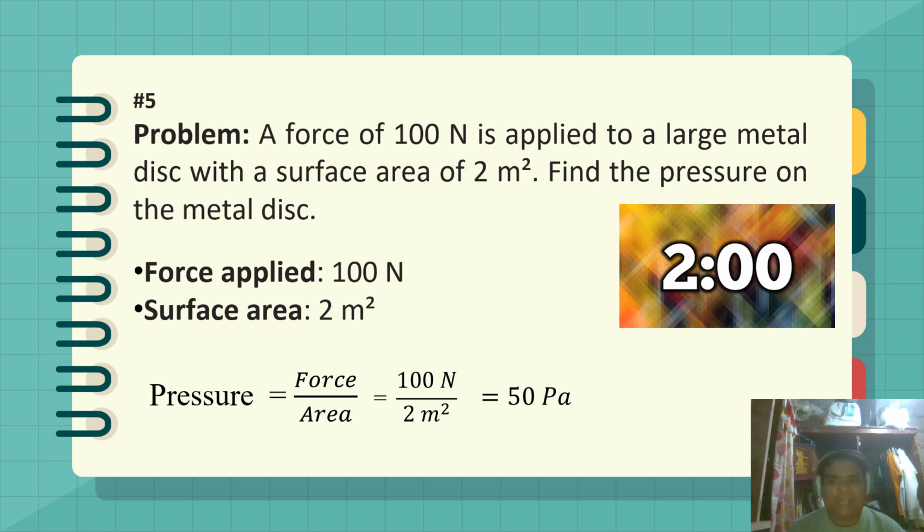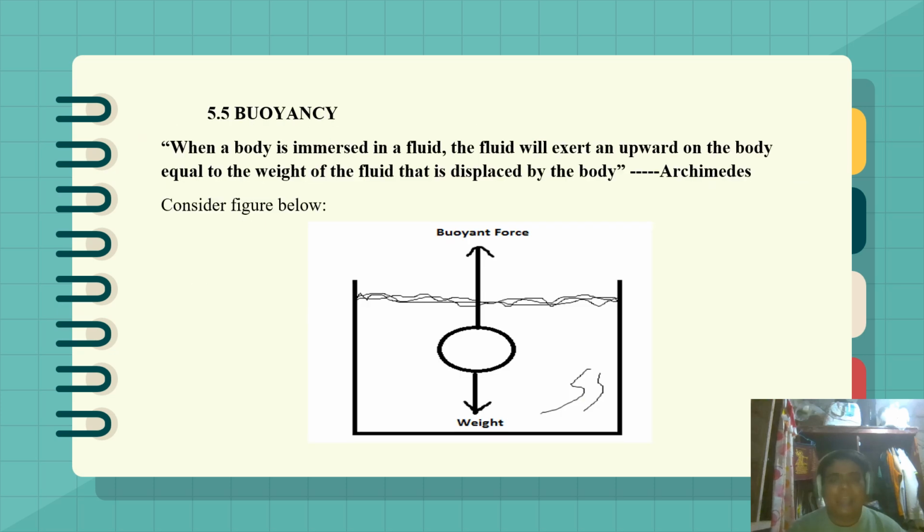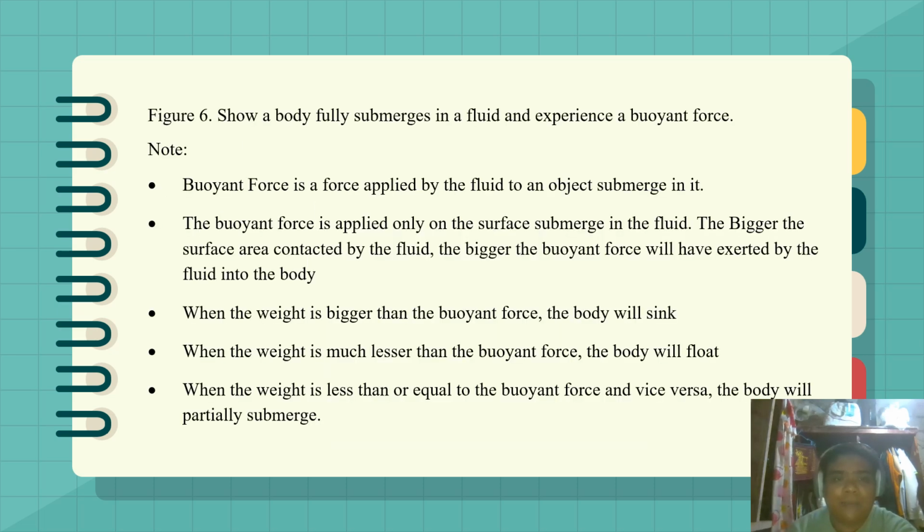Okay. So, the next concept in maritime navigation, aside from the density and pressure, we have the idea of buoyancy. So, buoyancy is when a body is immersed in a liquid, the fluid will exert an upward force on the body equal to the weight of the fluid that is displaced by the body. So, in figure 6, as you have seen, shown a body fully submerged in a fluid and experiencing a buoyancy force. Buoyancy force is a force applied by the liquid fluid on an object submerged in it. A buoyant force is applied only on a surface submerged in the fluid.